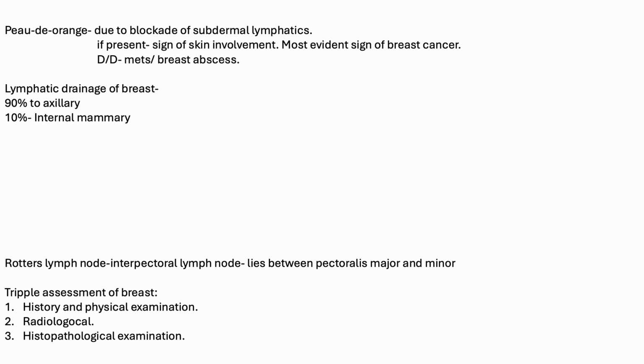Okay, coming to the next thing, Peau d'Orange. If it is present, it shows that skin is involved, and it will increase the TNM staging of the breast, and it is the most evident sign of breast cancer. However, the Peau d'Orange, if present, doesn't always show that there is CA breast. It can also be because of underlying mets or a breast abscess.